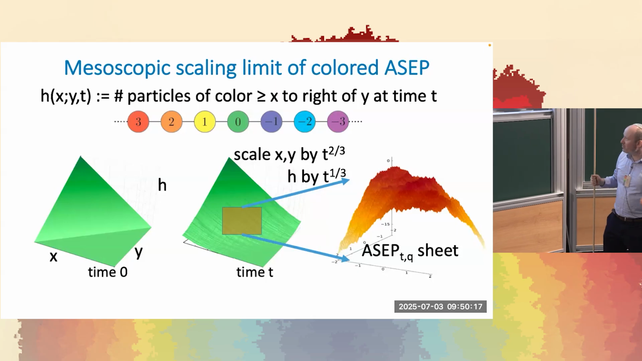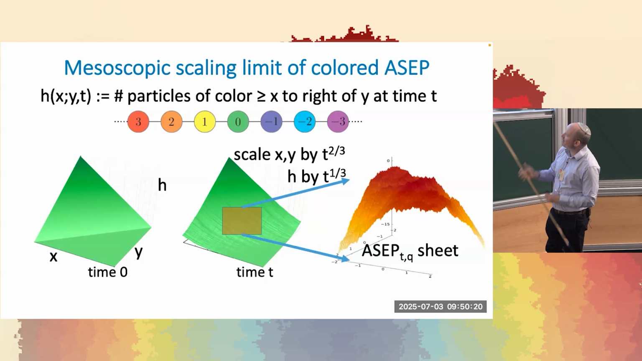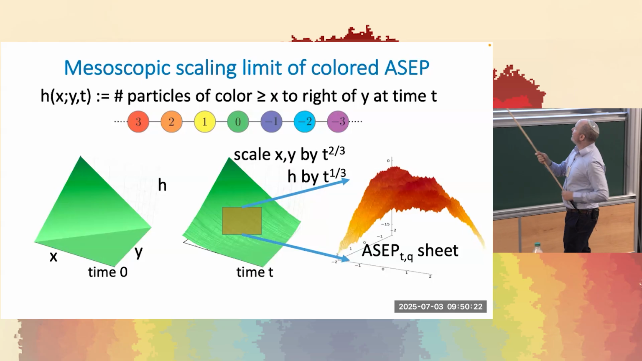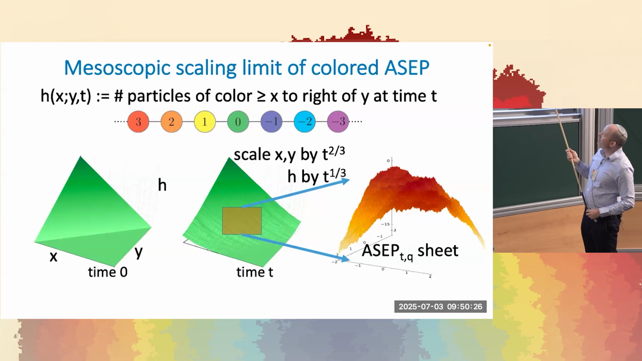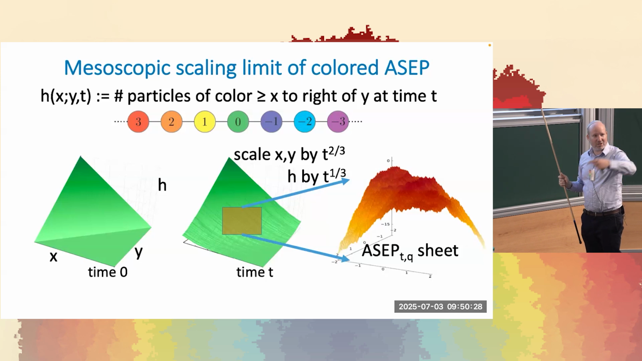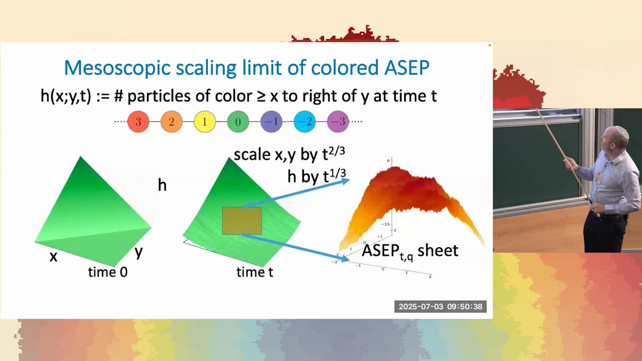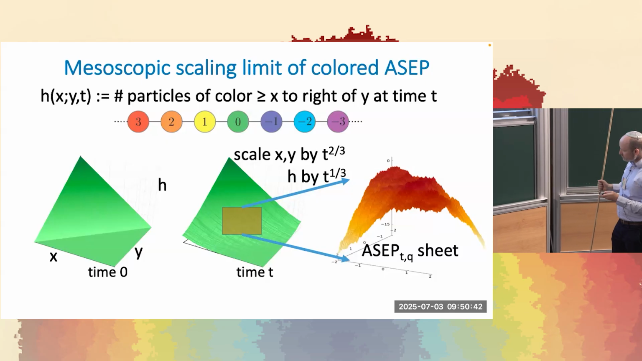Of course, this two-dimensional surface contains a lot of information. If I just fix x and look at the y variable, it contains the entire height function at some large time t, the fluctuations of that height function. If I fix y and I vary x, it contains some other information. Even if I just look at the one-point distribution, it contains interesting information as well.